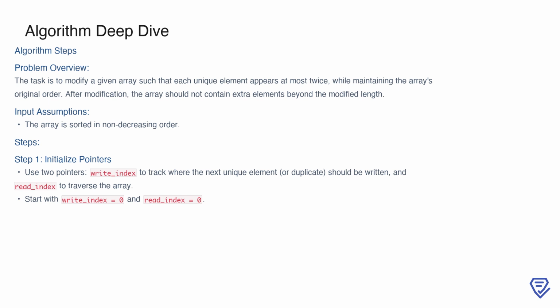To achieve this, we start by initializing two pointers, write_index and read_index. The write_index keeps track of the position where the next valid element should be written, while read_index is used to traverse the array. Both pointers are initially set to 0. This setup allows us to efficiently process the array in a single pass while making the necessary modifications in place.